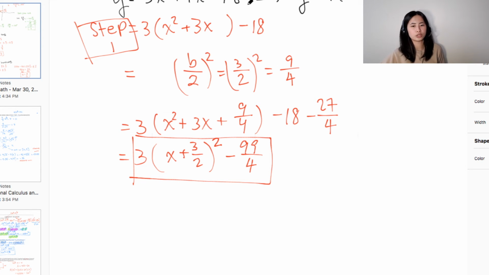But again, because they're only looking for step 1, it's just going to be this, which is exactly right.